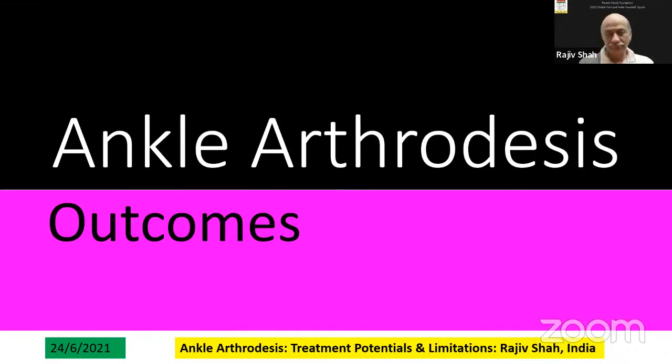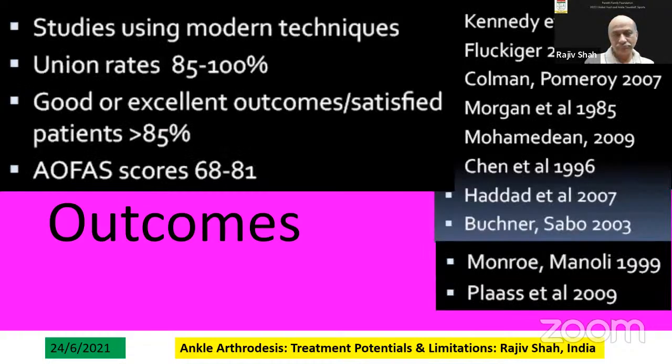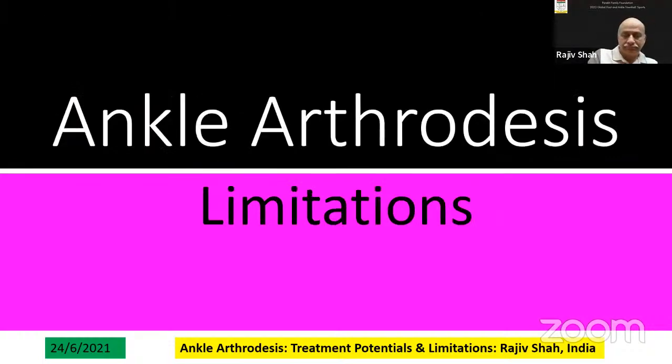If we look at the outcomes of ankle arthrodesis, there are more than 100 studies available in the literature which have studied the outcome following ankle fusion. Union rates with modern techniques are to the tune of 85 to 100%, and good to excellent outcomes are seen in more than 85% of the cases.